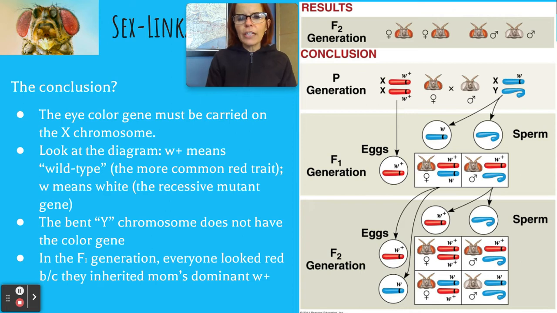In the F1 generation, everyone looked red because they had inherited mom's dominant W plus. So here, this W plus came from the mom and this W plus came from the mom. These are the girl babies. These are the boy babies. They got their Y chromosome from their dad. So they got their W pluses, everybody got their W pluses from the mom. Where did the girls get this lowercase w, the mutant trait? They got that from the dad. Dads give the X chromosome to their daughters and they give the Y chromosome to their sons.